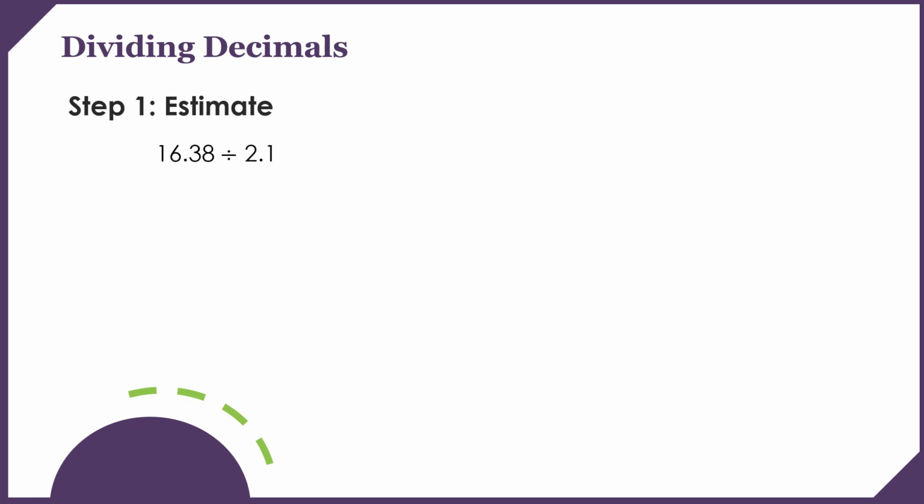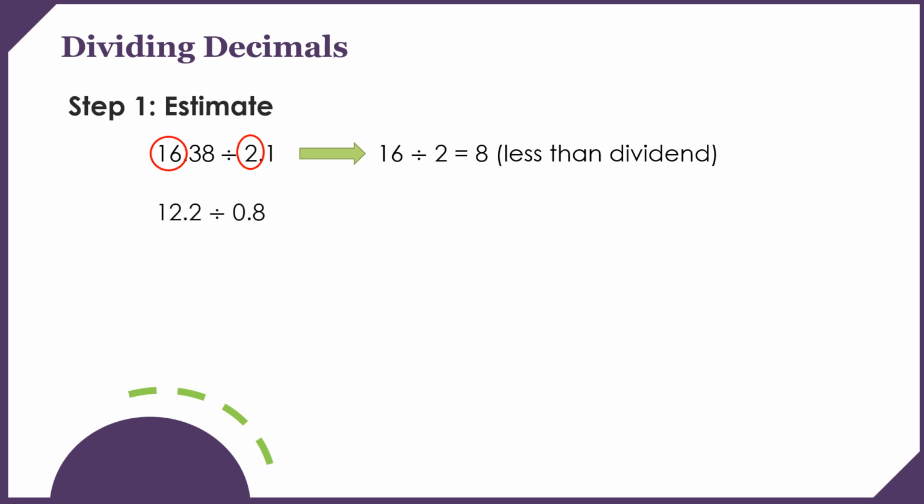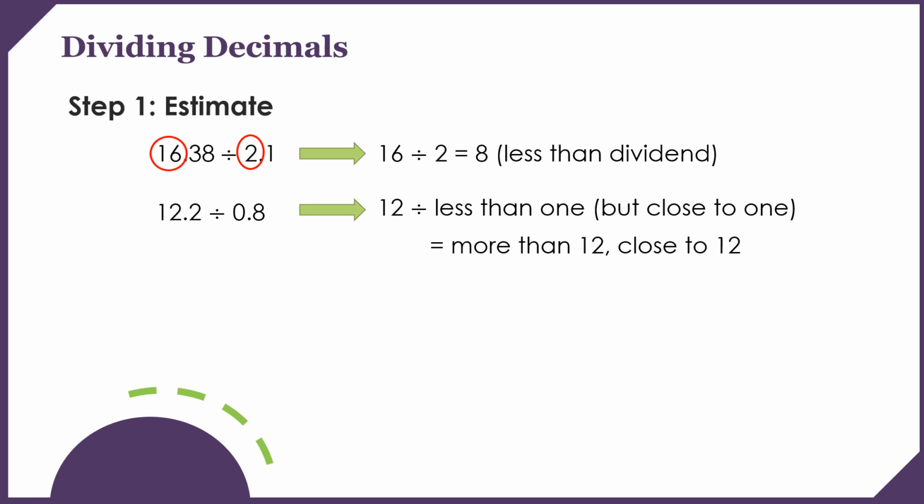So we'll look at 16 and 3/10 divided by 2 and 1/10. That gives us 16 divided by 2 as an estimate. We get 8, which is less than the dividend, and that follows the pattern that we talked about. 12 and 2/10 divided by 8/10 is 12 divided by less than 1, but it's pretty close to 1. So thinking about the pattern that we just went through, the exploration, since we're dividing by something less than 1, our answer should be more than 12.2, but pretty close to 12 because it's pretty close to 1.